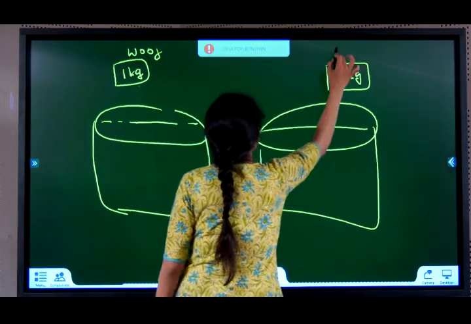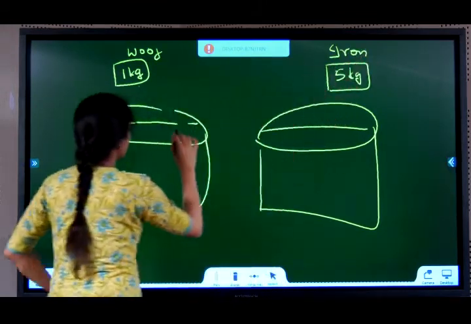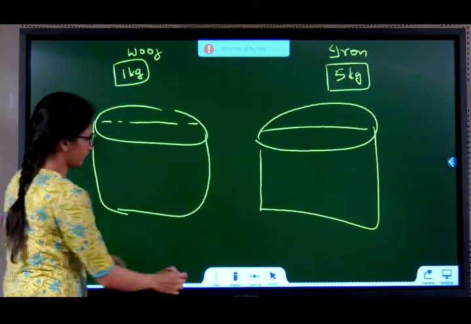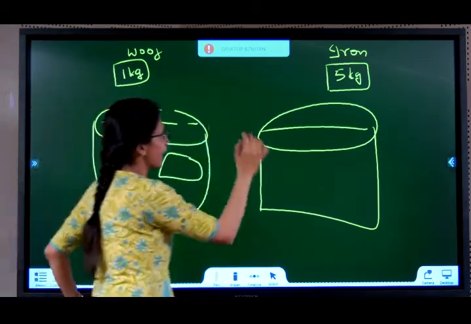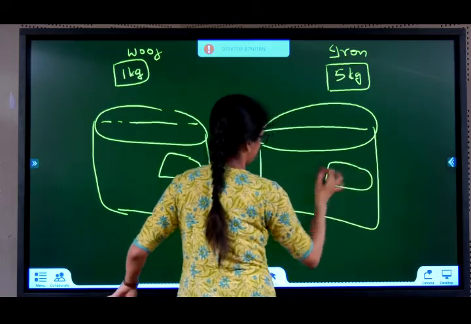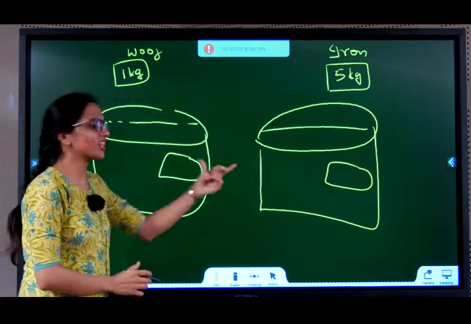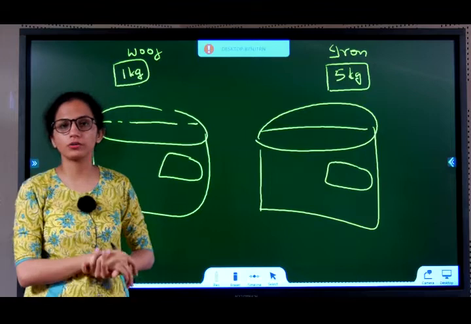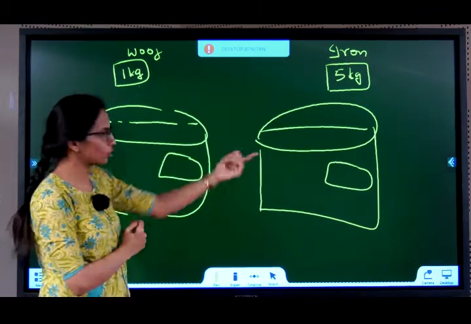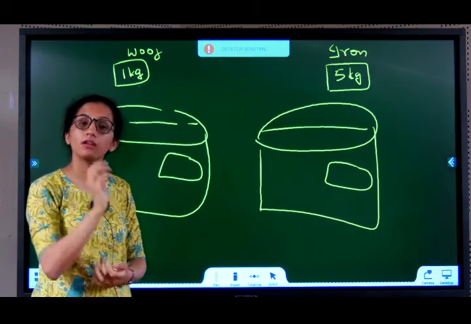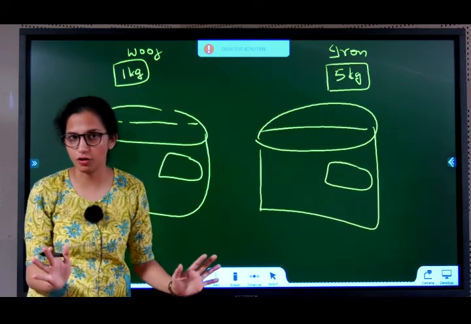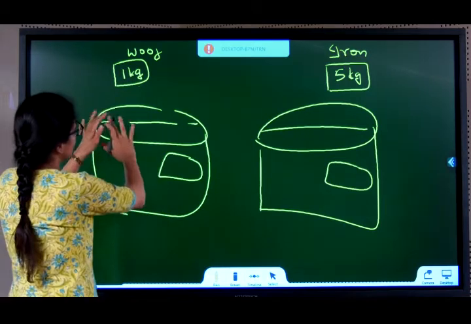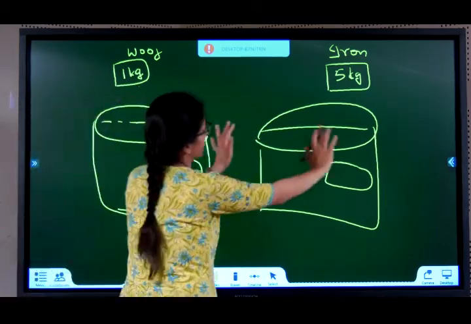Fine? Okay. Now I have dipped it in water. This wood is now in water. This iron block is now in water. Tell me, in which case will more water fall out? Case 2, because iron is heavy? Wrong. In both the cases, same water will fall out. Why? Full water is here, full water is here.